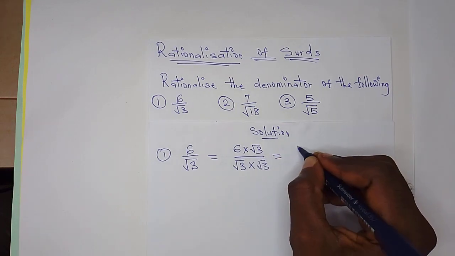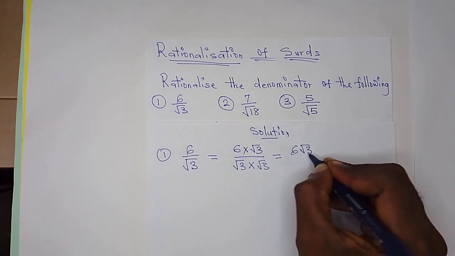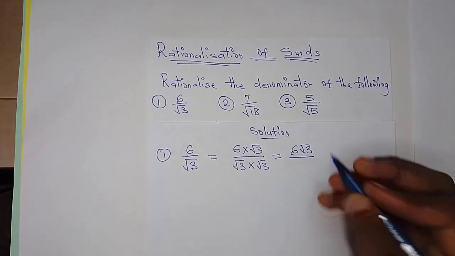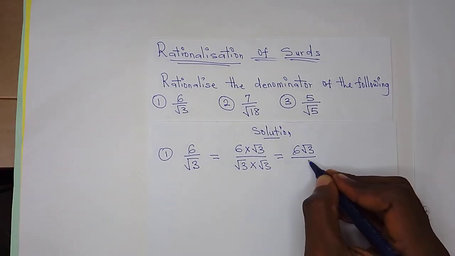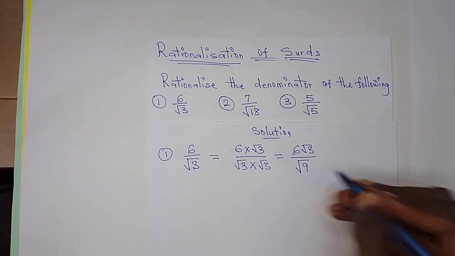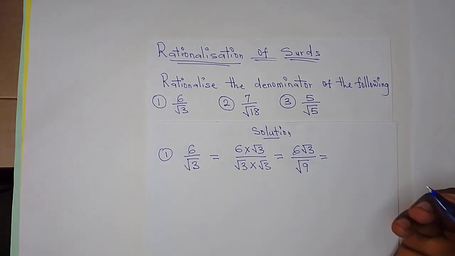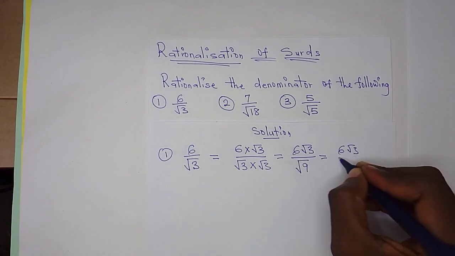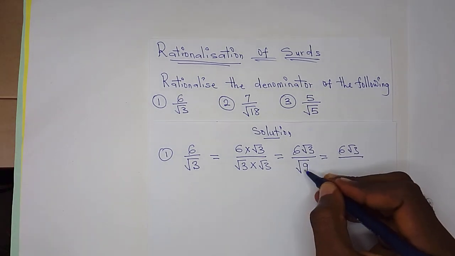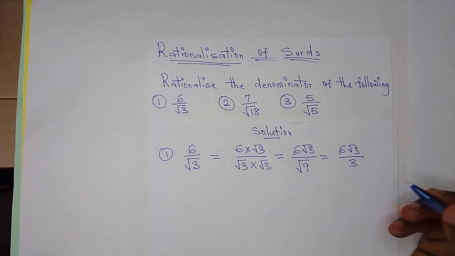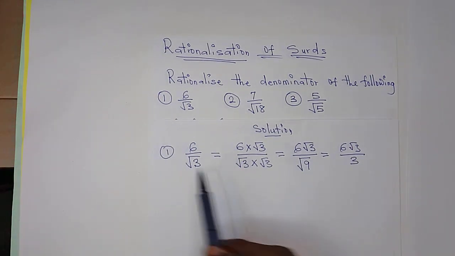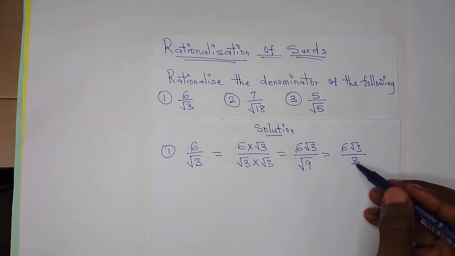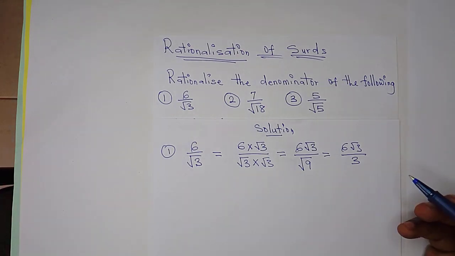So let's see what we are going to have there. 6 times root 3 will give us 6 root 3, all over root 3 times root 3, which is just like saying 3 times 3, and that will give us 9. So root 3 times root 3 is equal to root 9. That will give us 6 root 3 all over the square root of 9, which is 3. So you see that the 3 that was inside the square root is now a whole number. By doing this, you have rationalized the surd.